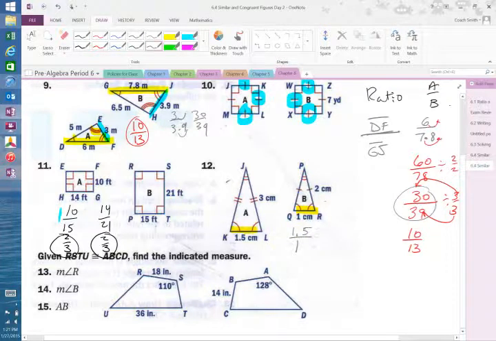The other ones, the smaller figure was A and the larger figure was B, and it was A over B. Here, the larger figure's A and the smaller figure's B, but the ratio is still A over B. And so in this one, we can't have a decimal, so we move the decimal out once. We do the same thing on the bottom number. That gives us 15 over 10. 15 over 10 is reduced by 5, and that gives us 3 over 2 as our ratio there.